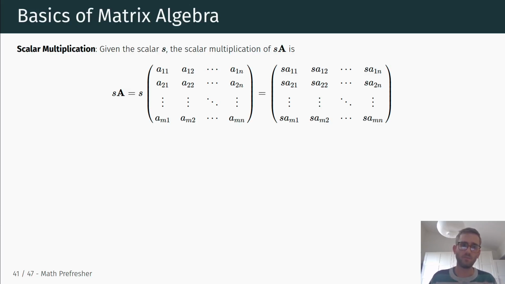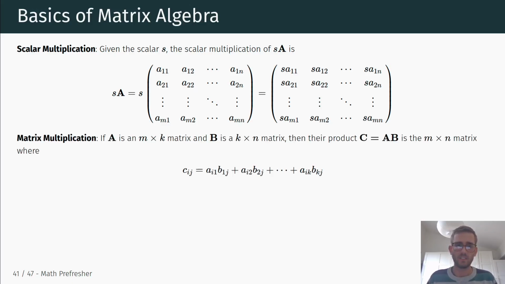Next, we can also multiply a scalar times a matrix. This is called scalar multiplication. If you multiply a scalar times a matrix, then each element is multiplied by that scalar, similar to the vector case that we talked about.